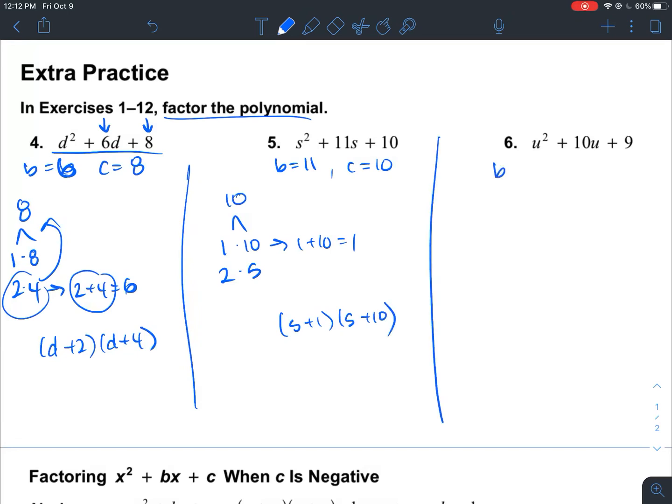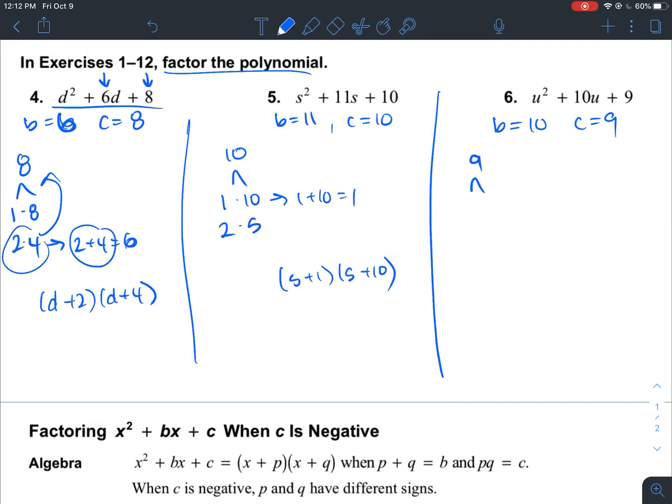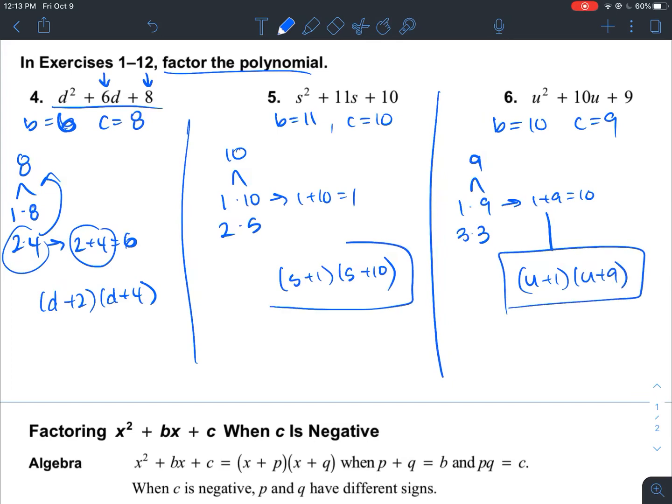For 6, b is equal to 10, c is equal to 9. So take 9, that's going to be 1 times 9. That's going to be 3 times 3. Those are the factors of 9. Do any of these add to be 10? 1 plus 9 is equal to 10. So that means u plus 1, u plus 9 is the factored form of these polynomial equations.